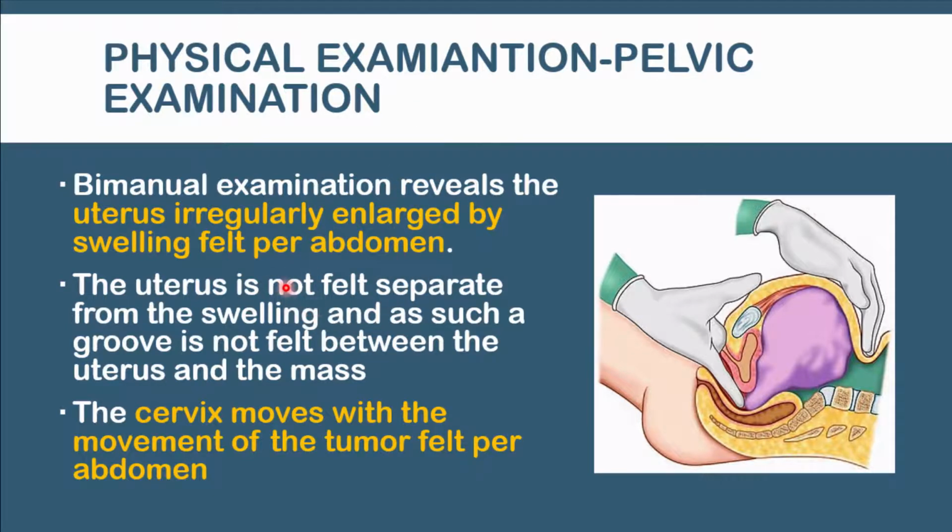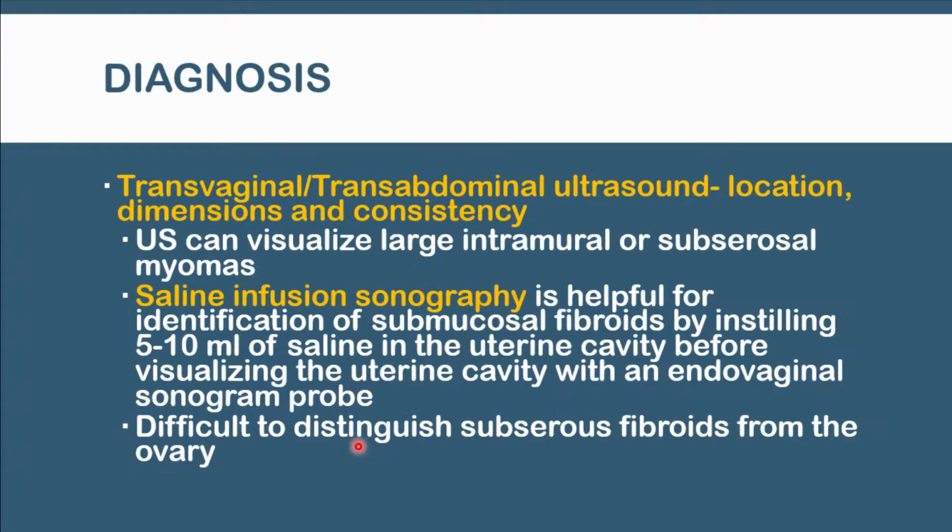Then this uterus is not going to be felt separate from the swelling, and you won't have a groove in between when you're moving the mass and the uterus. It's kind of like they move together, which distinguishes it from other masses that may be found in the adnexa, where if you move the uterus, you can feel a separation between the mass and the uterus. And the cervix also moves with the movement of the tumor, and you can actually feel this per abdomen.